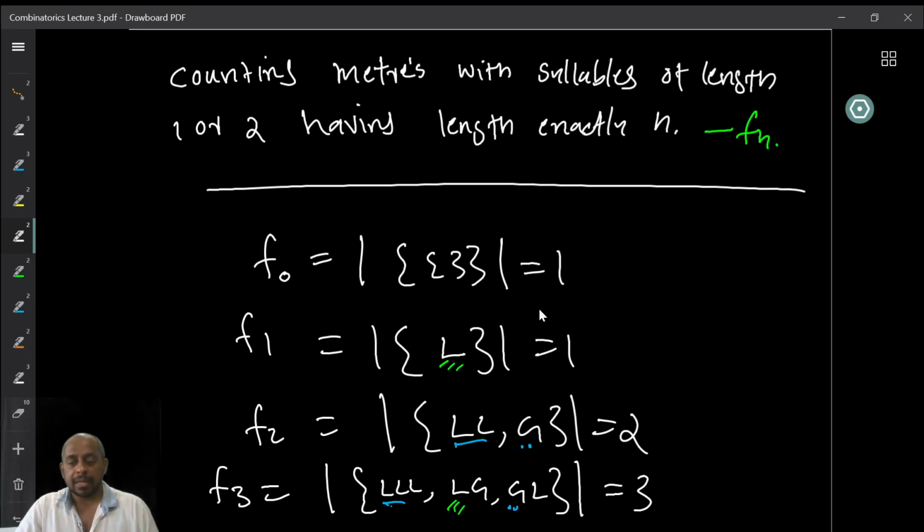Now, I also gave you another homework question, where I asked you to count the Sanskrit meters where the syllables have length exactly 1 or 2, and we wanted to count those meters which have length exactly n syllables. I mean exactly n. Where the length of the syllable can be either 1 or 2, right? So how many such meters are possible? How many distinct meters are possible with this property?